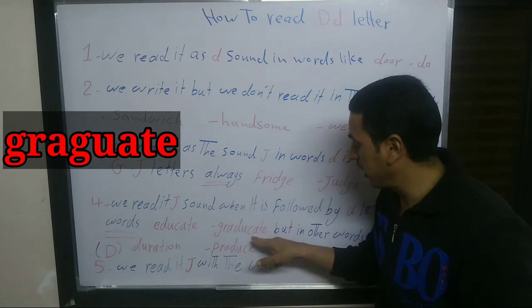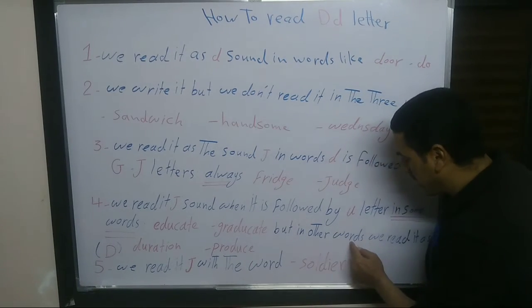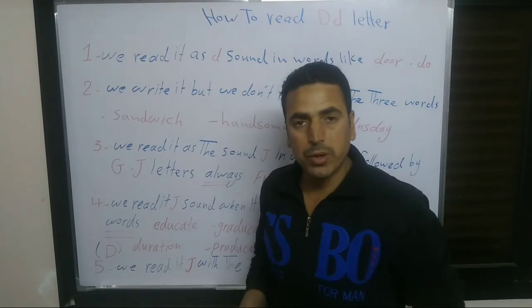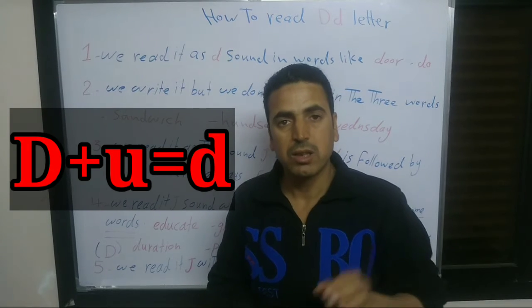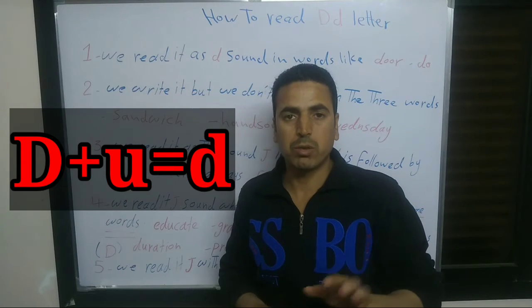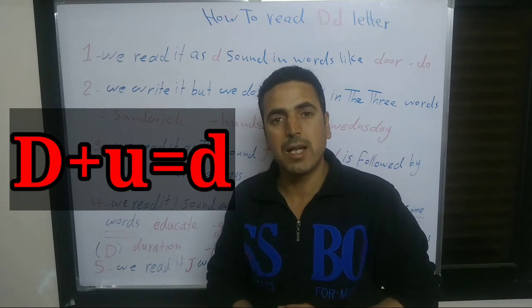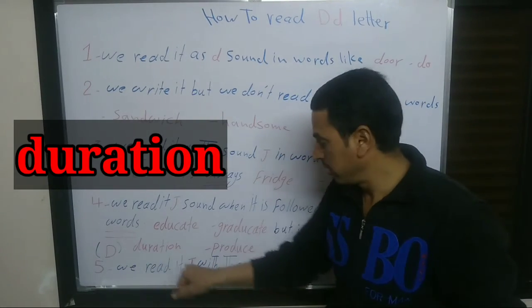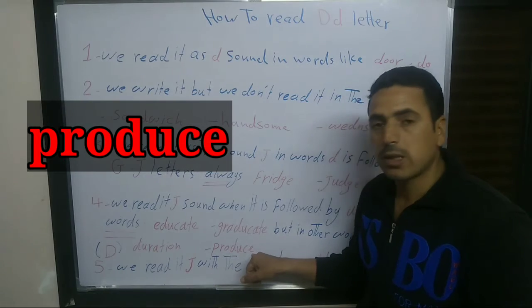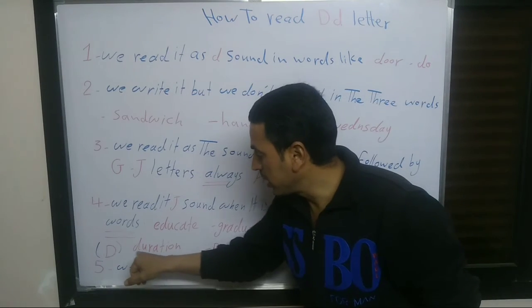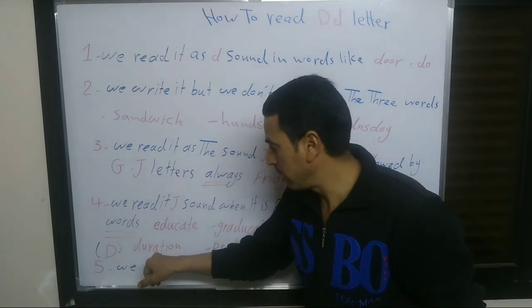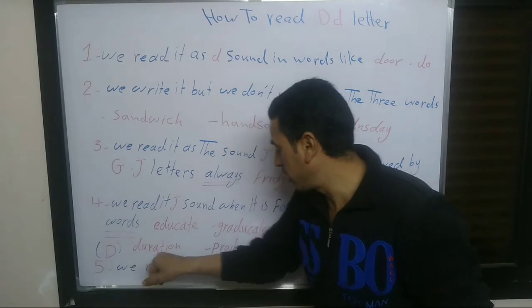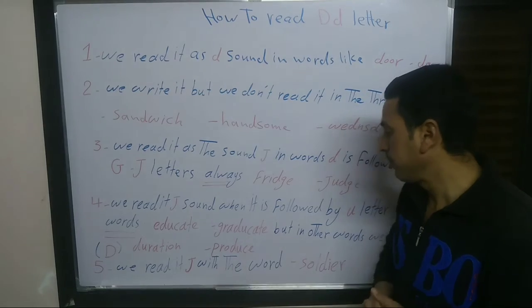Graduate. But in other words, we read it as D. In other words, we have D followed by U, but we read it as D. Like duration, produce. Duration, D-U, duration, not J-U, duration, produce.